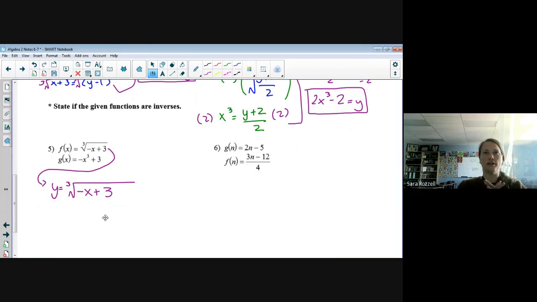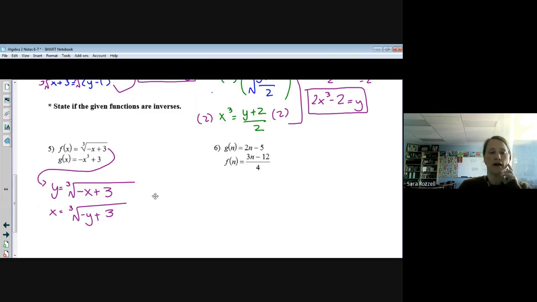Finding an inverse, what's our very first step? Going to switch our x and our y. So x equals the cubed root of negative y plus 3. To get rid of this cubed root, what do I need to do to both sides? What do I need to raise it to? Both sides need to be raised to the third power. Good.